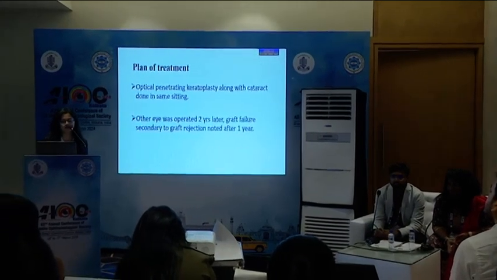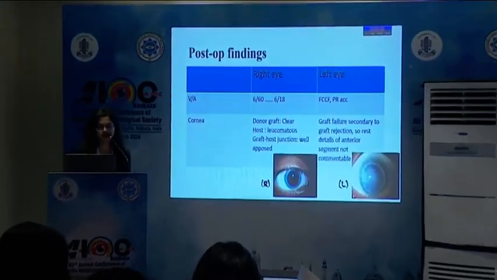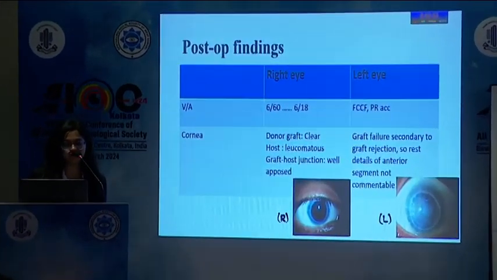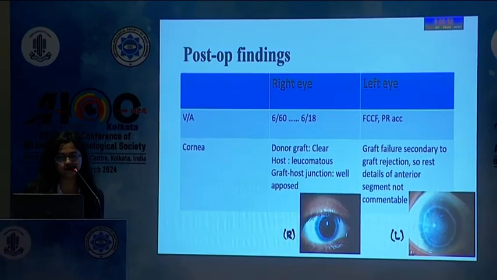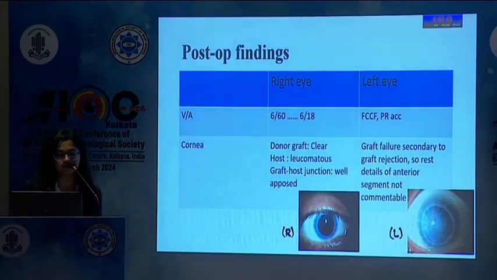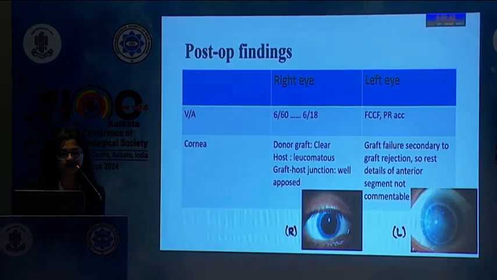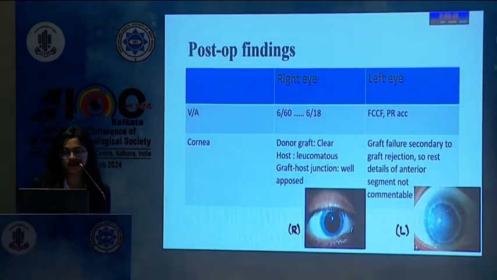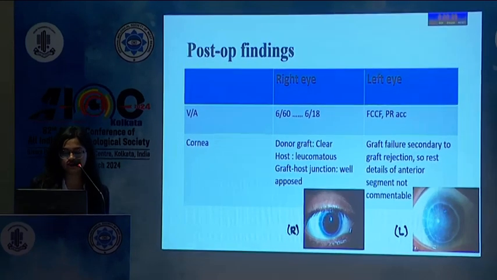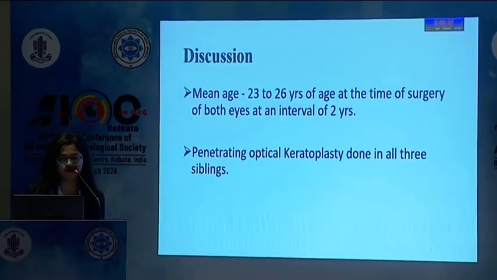Graft failure secondary to graft rejection was noted after 1 year. In the right eye, 6/60 improved to 6/18, and in the left eye, finger counting close to face, PR accurate. The donor graft of the right eye was clear. The host was leukomatous and the graft host junction was well opposed. In the left eye, there was graft failure secondary to graft rejection, so rest details were not commentable.